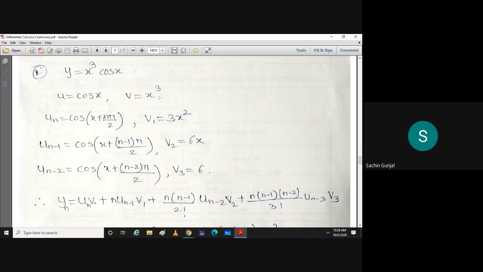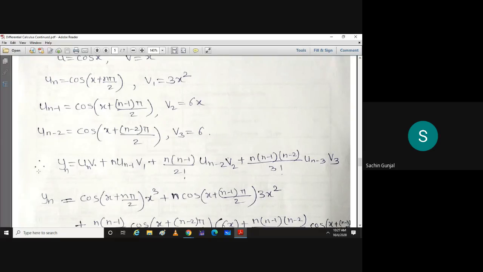So x cube, whose fourth derivative is 0. Therefore, we take it as v, and u is cos x. So nth derivative of cos x is cos of x plus n pi by 2. First derivative of v is 3x square. n minus 1 derivative of u is cos of x plus n minus 1 pi by 2. Second derivative of v is 6x. n minus 2 derivative of u is cos of x plus n minus 2 pi upon 2. Third derivative of v is 6. Okay, and fourth derivative is obviously 0, so no need to write it.